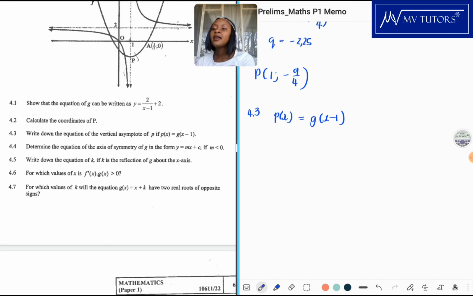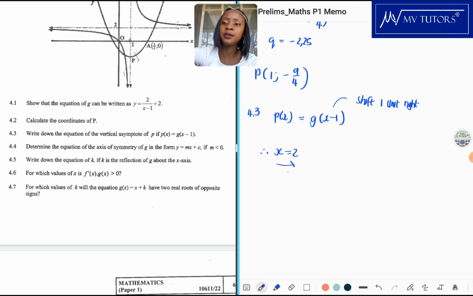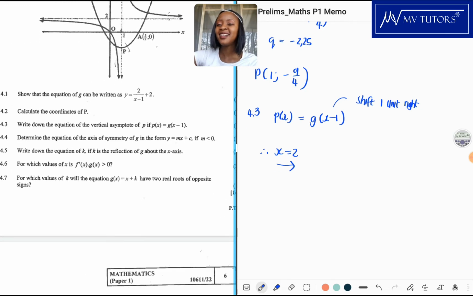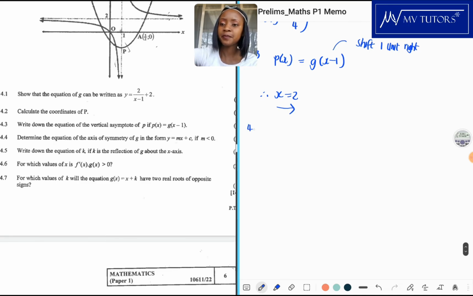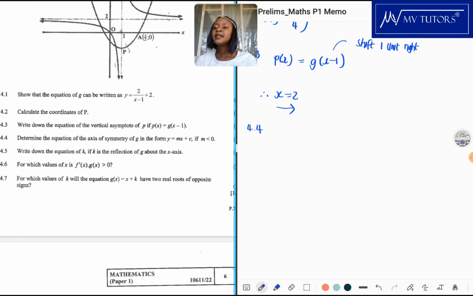So they're asking the equation of the vertical asymptote. So basically, let me just write there, shift 1 unit to the right. Therefore now x will be equal to 2. Okay, cool. That is 4.3, 1 mark. 4.4. Determine the equation of the axis of symmetry of G in the form y is equal to mx plus c.